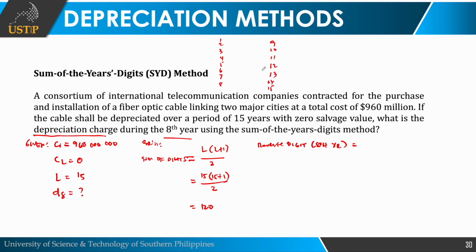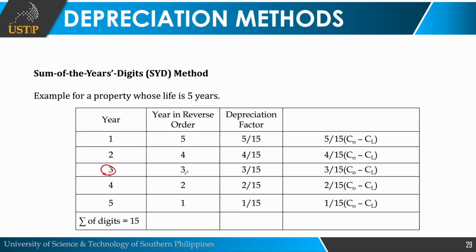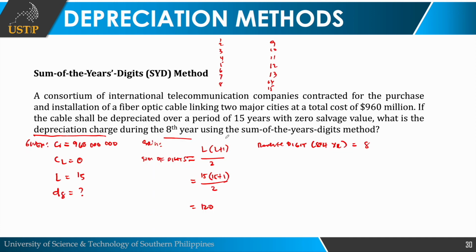But actually, if you think about it again, 1 to 15, if you reverse it, the 8th is just 8 again. You can also try to write it out. The reverse digit of year 8 is still 8, just like 3 is still 3, since it is in the middle. So, now, D sub N would be the reverse digit over the sum times CO minus CL.